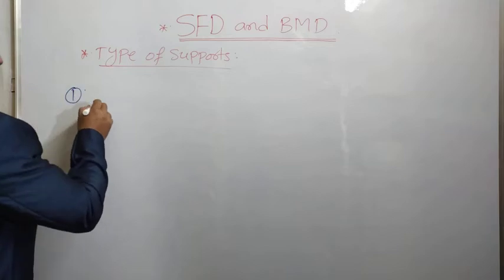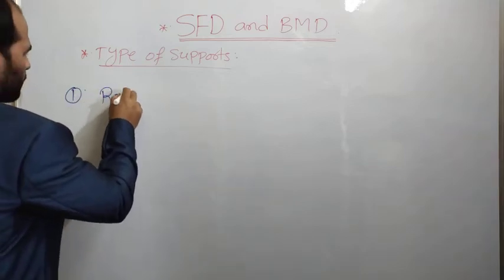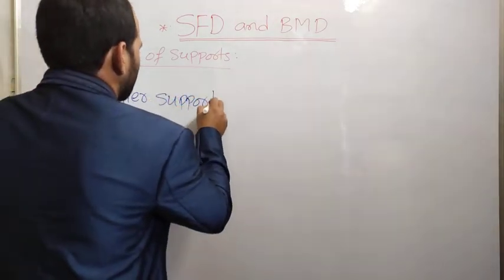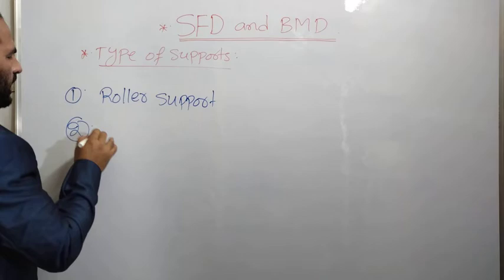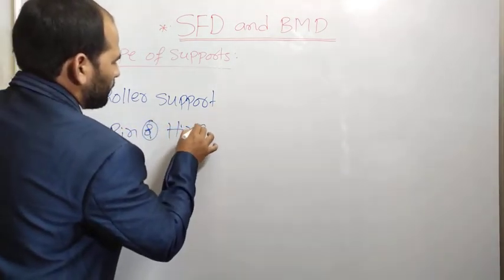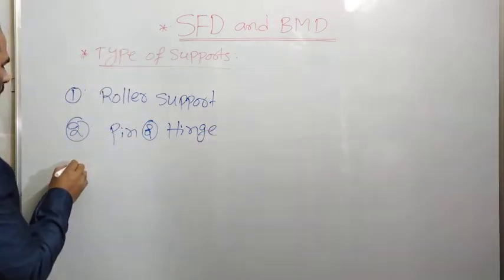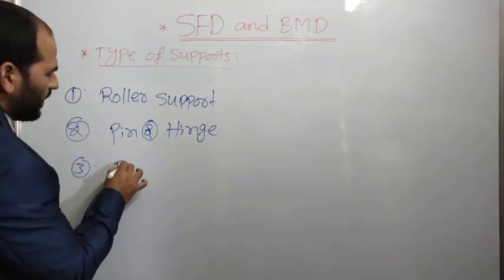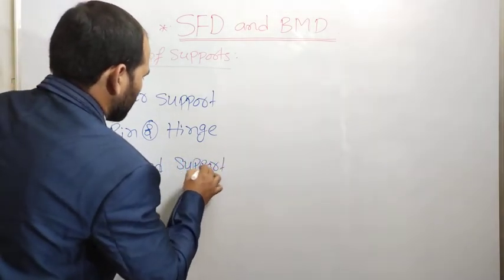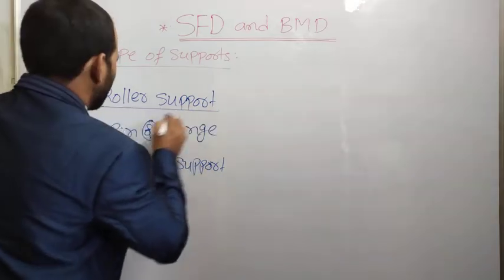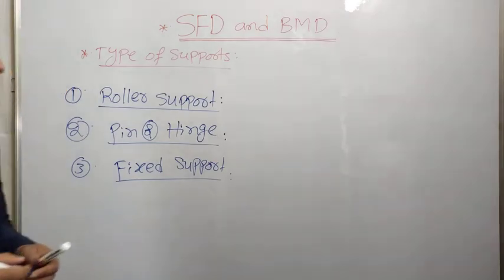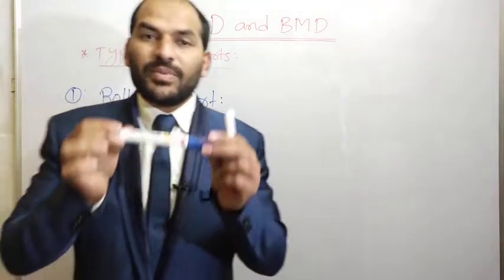So what is the roller support? And what is the pin or hinge support? And the third one, what is the fixed support? Right, so there are 3 supports.